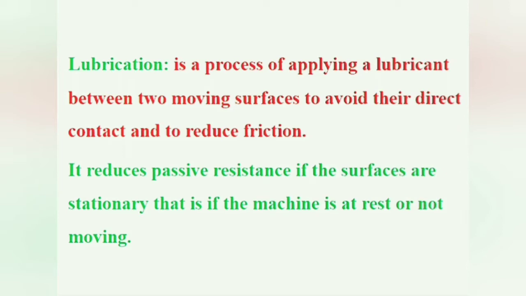Now let's see what is lubrication. It's a process of applying a lubricant between two moving surfaces to avoid their direct contact and also to reduce the friction. It also reduces passive resistance. That means when the surfaces are at rest, they are not moving, they are stationary.